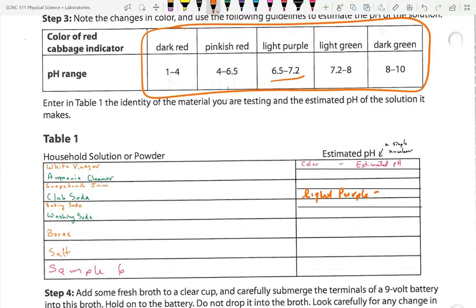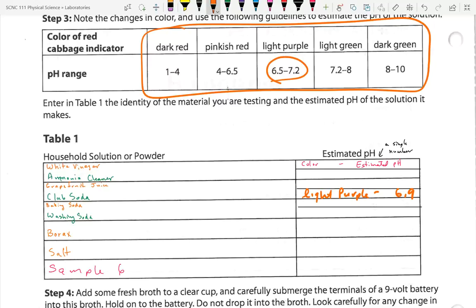So light purple is going to be somewhere in this range. I don't have any experience now, so maybe I should guess that it's right in the middle of light purple. If it's very clearly light purple, it's probably somewhere near the middle. If it was close to a pinkish red, then I would go closer to the 6.5. If it was a pinkish purple, I might say 6.7. But this is somewhere in the middle, so I'm going to go somewhere about 6.9. And so that's my estimate based on using this.